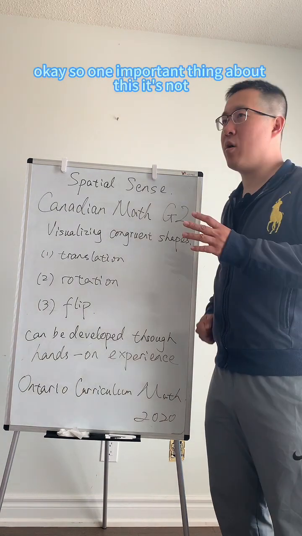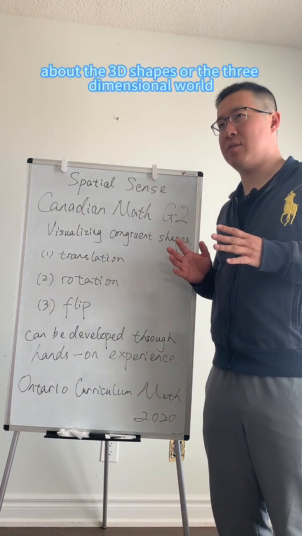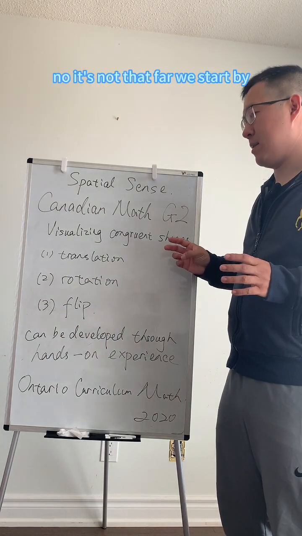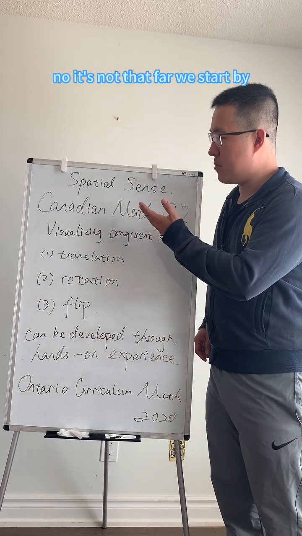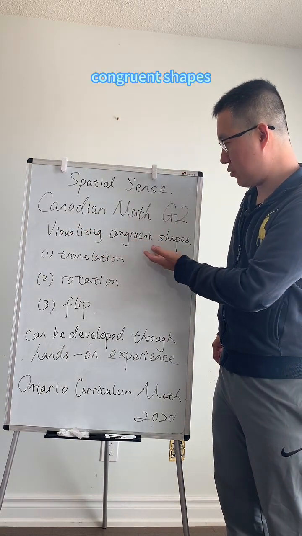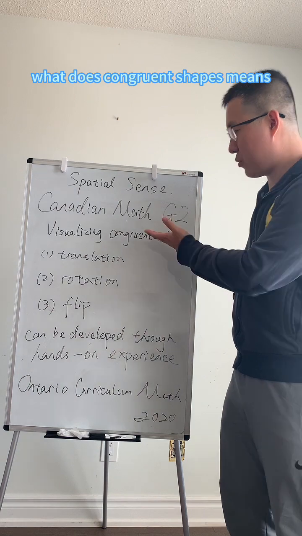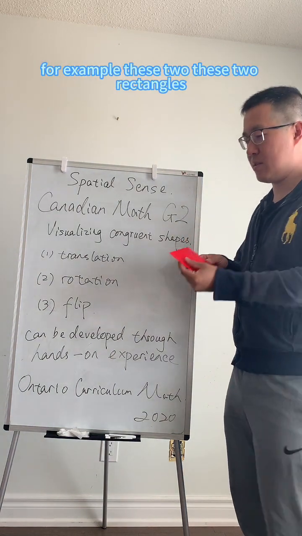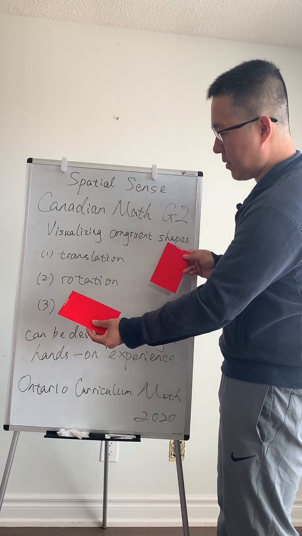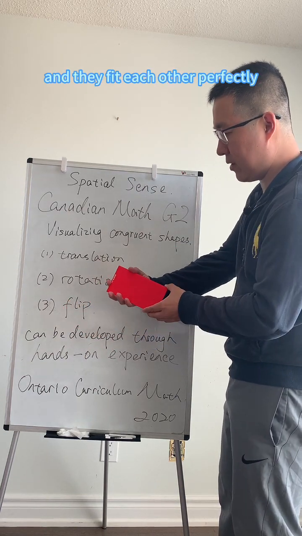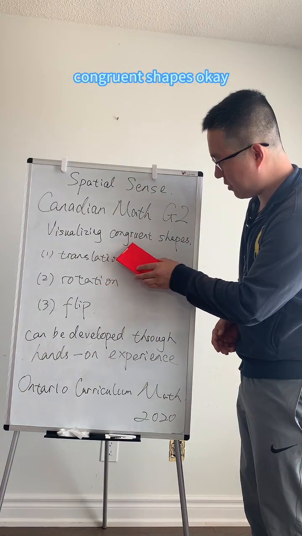Okay, so one important thing about this is that it's not about 3D shapes or the three-dimensional world. No, it's not that far. We start by training our children in visualizing congruent shapes. What does congruent shapes mean? It means exactly the same figures. For example, these two rectangles, they are the same. And if we put them together and they fit each other perfectly, that's called congruent shapes.